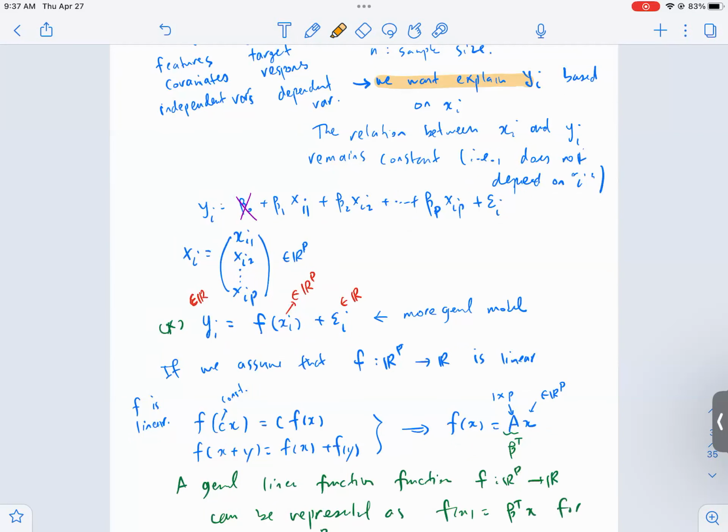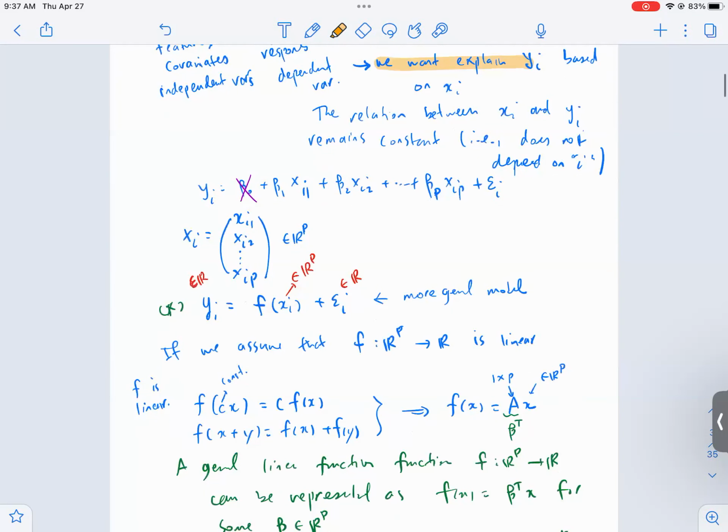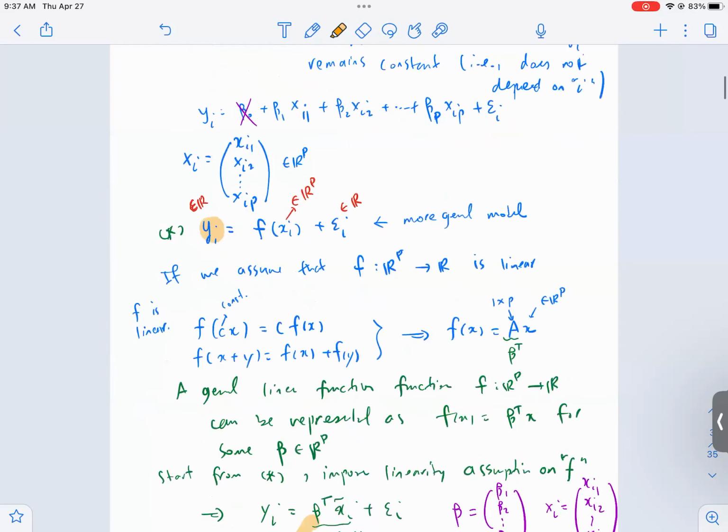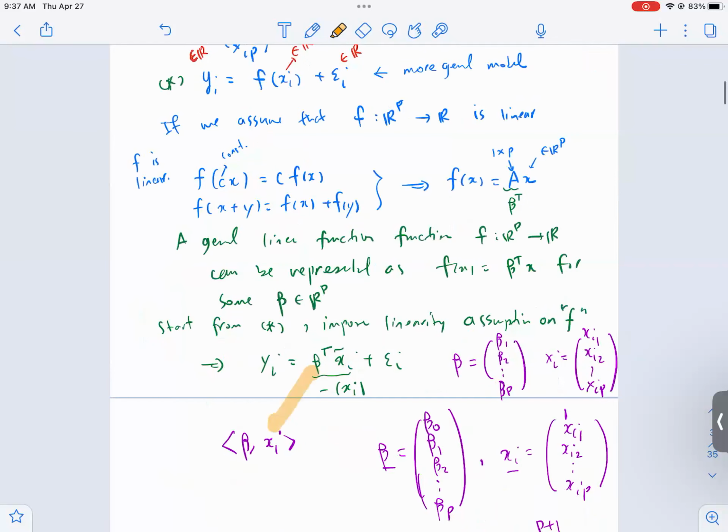And predict or explain, different names you can give to this procedure. And we decided to model yi as a function of xi. That's the general way of doing it, plus some noise, epsilon i. And then if this function is assumed to be linear, then we end up with this linear model. So a general linear function would look like this, right?